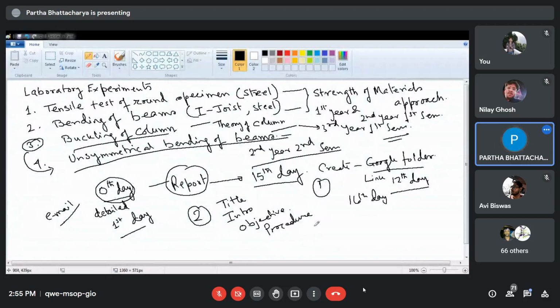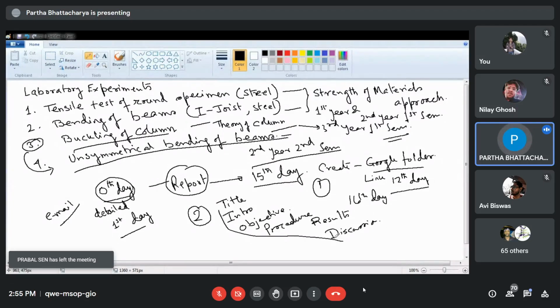The procedure means what you do. A few of the students should record the video at your end, such that you can have the schematic of the test setup known to you, and you can share it among your friends. So procedure will be followed by results and discussion. These are the few things that should be there in the report.